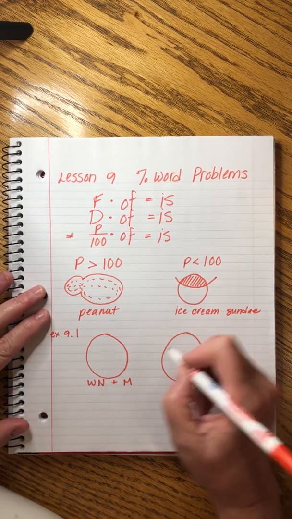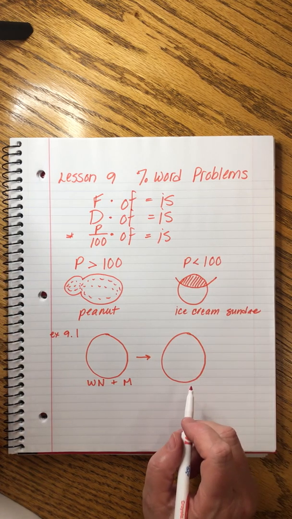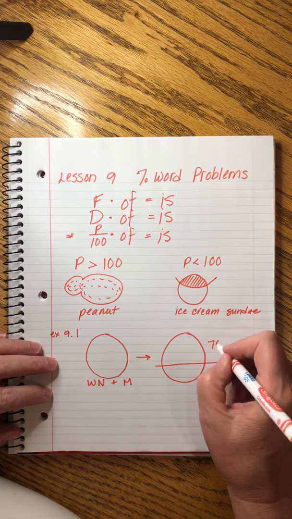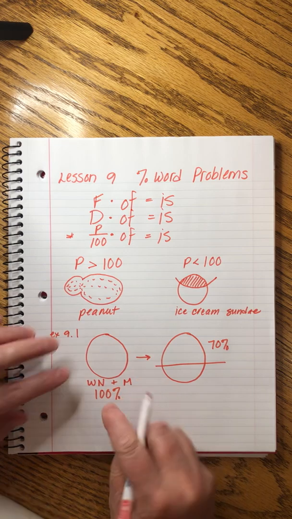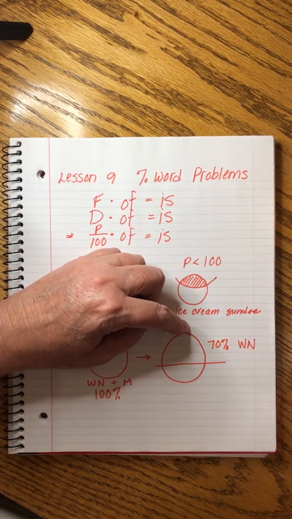We can separate that group, pretend those are perfect circles and they're the same. The wood nymphs are 70% of those present. All right, so I'm going to make it kind of like that. The percents go on the outside. This is 100% of the group before we divide them. 70% are the wood nymphs.